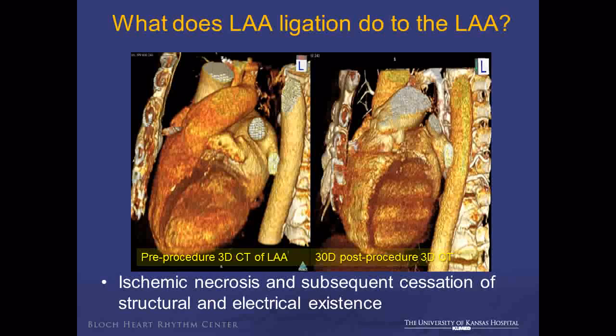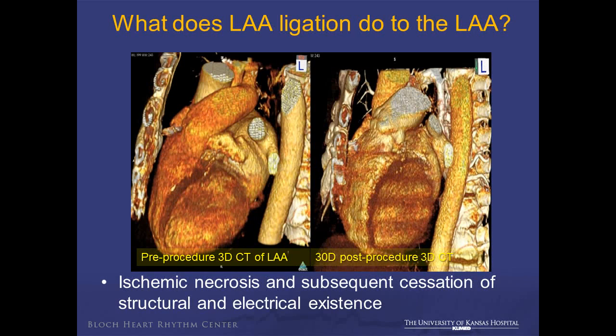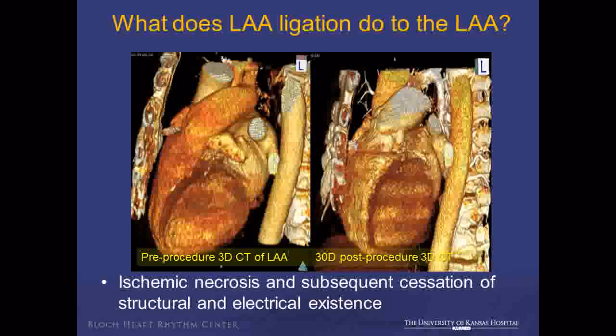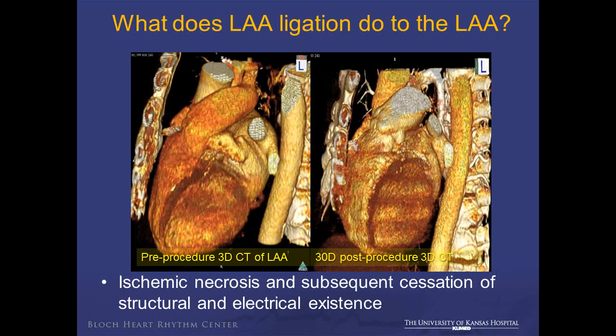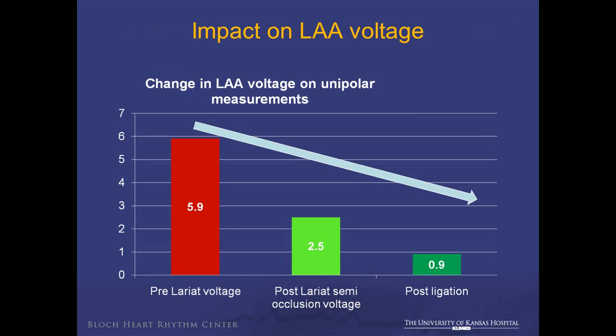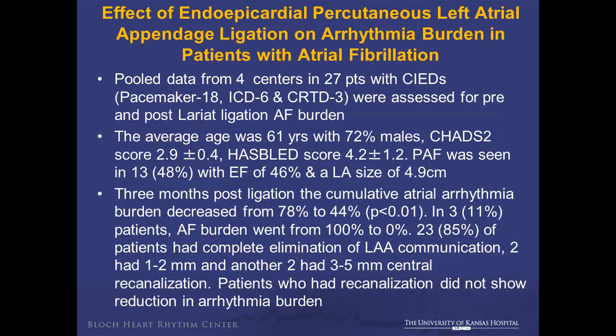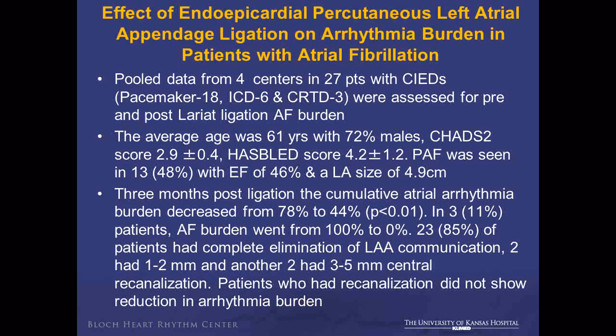What does ligation do to the left atrial appendage? As we discussed earlier this morning, it shrinks and becomes a fibrotic structure, and finally it gets eliminated both structurally as well as electrically. So what does it do to the left atrial voltage? This is a small study that we have done in our lab. This is the pre-LARIAT ligation voltage, post-LARIAT with semi-occlusion, and then post-ligation after the injury current subsides, the voltage that you measure from the left atrial appendageal surface actually dramatically goes down.